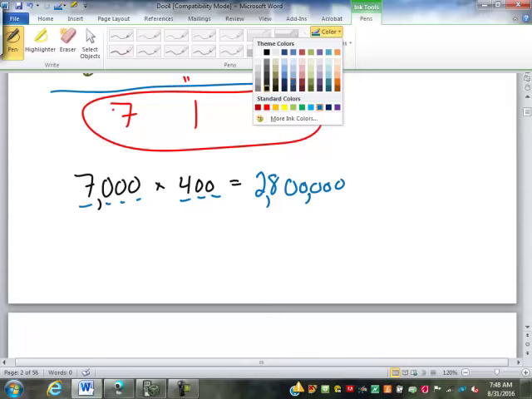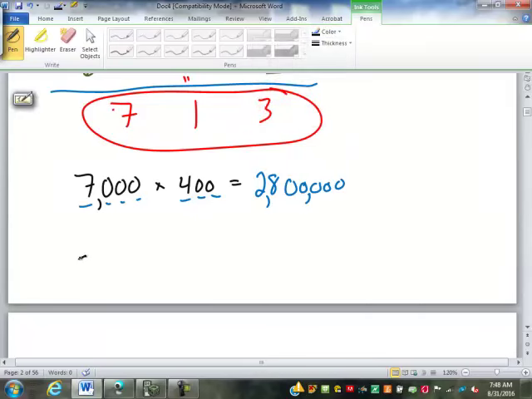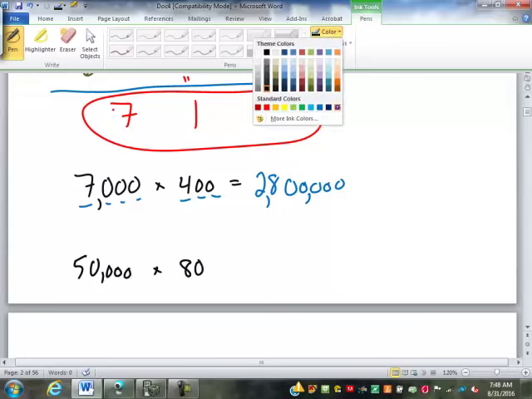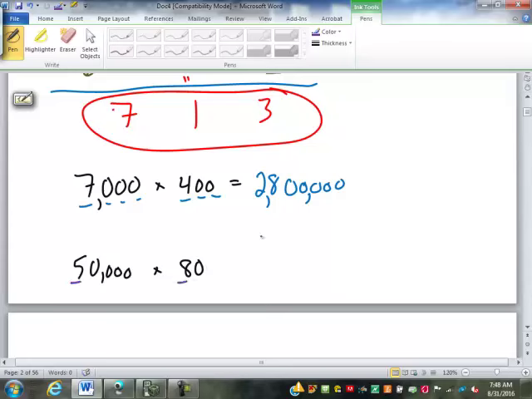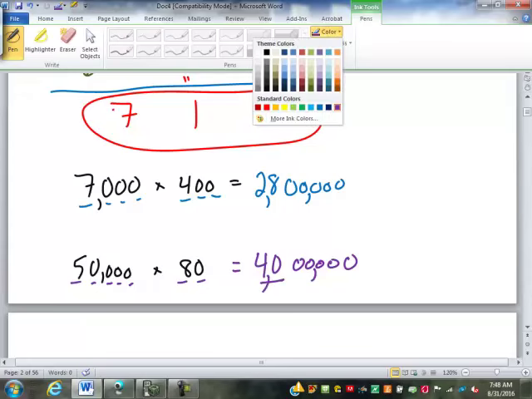Where it can get a little confusing is when you run into something like this. 50,000 times 80. 5 times 8 is 40. We have 1, 2, 3, 4, 5 zeros. Is that enough? I've got 5 zeros there. No. That 0 was with the 40. That 0 came from the 5 and 8. We'd have to have 5 more zeros on the end. So that's 4 million even.